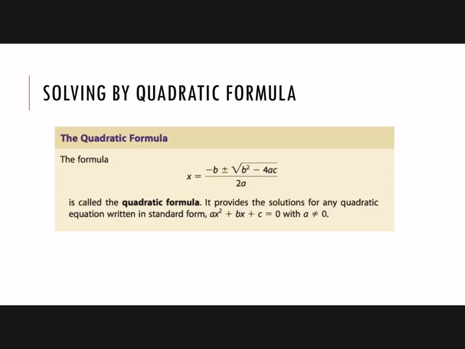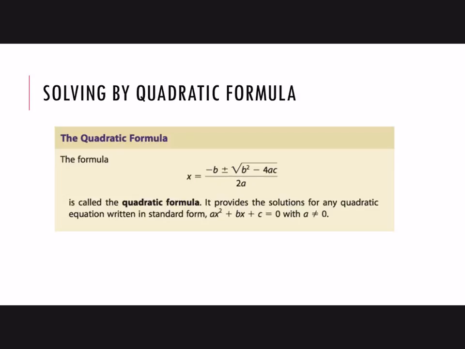The quadratic formula is x equals negative b plus or minus the square root of b squared minus 4ac, all of that over 2a. So this gives the solutions for a quadratic equation in standard form, ax squared plus bx plus c equals 0.